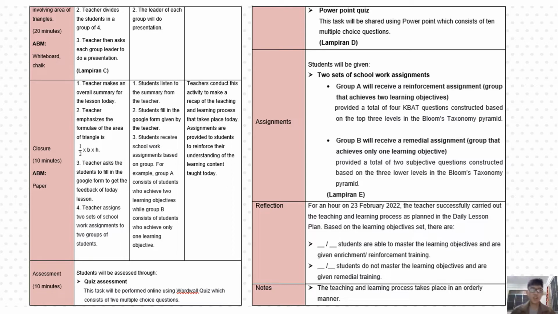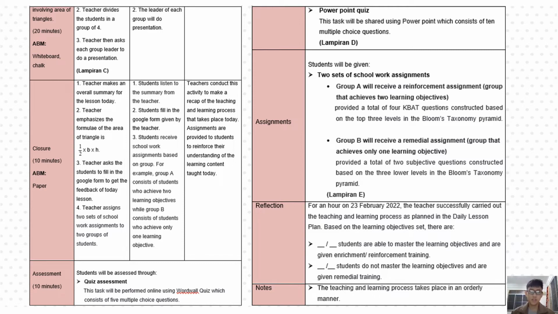So teacher will make an overall summary for the lesson today and the teacher will emphasize the formula of the area of triangle, and then teacher will ask the students to fill in the Google form to get the feedback of today's lesson. And then teacher will assign 2 sets of schoolwork assignment to 2 groups of the students.